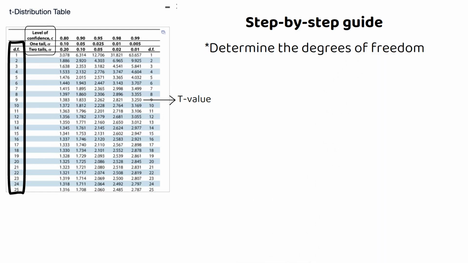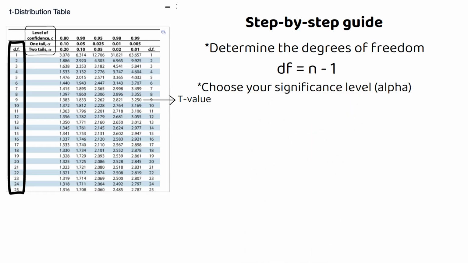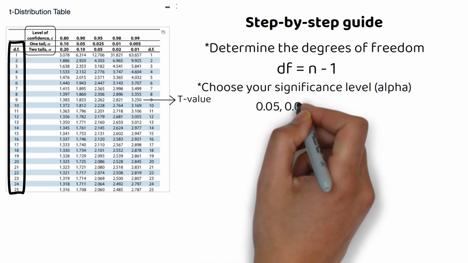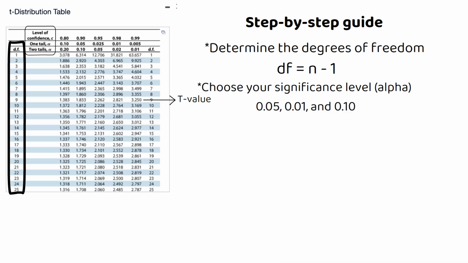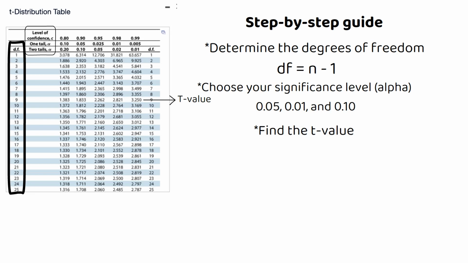Determine the degrees of freedom, which is the sample size minus 1. Choose your significance level, alpha. Common choices are 0.05, 0.01, and 0.10. If you're doing a two-tailed test, which means checking for deviation in both directions, use the given alpha. For a one-tailed test, you'd halve the alpha. Find the t-value. With your degrees of freedom and chosen alpha, locate the corresponding t-value in the table.